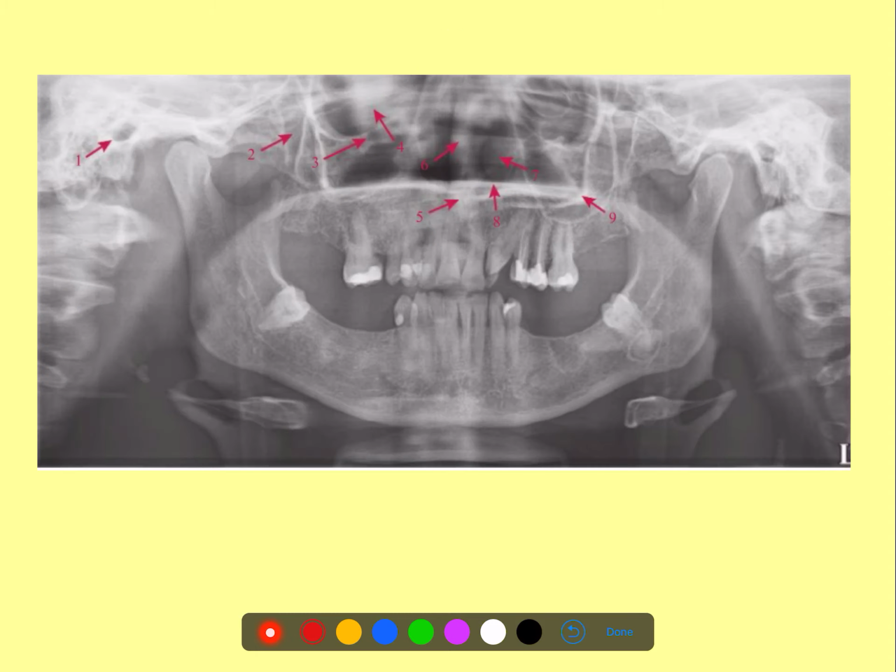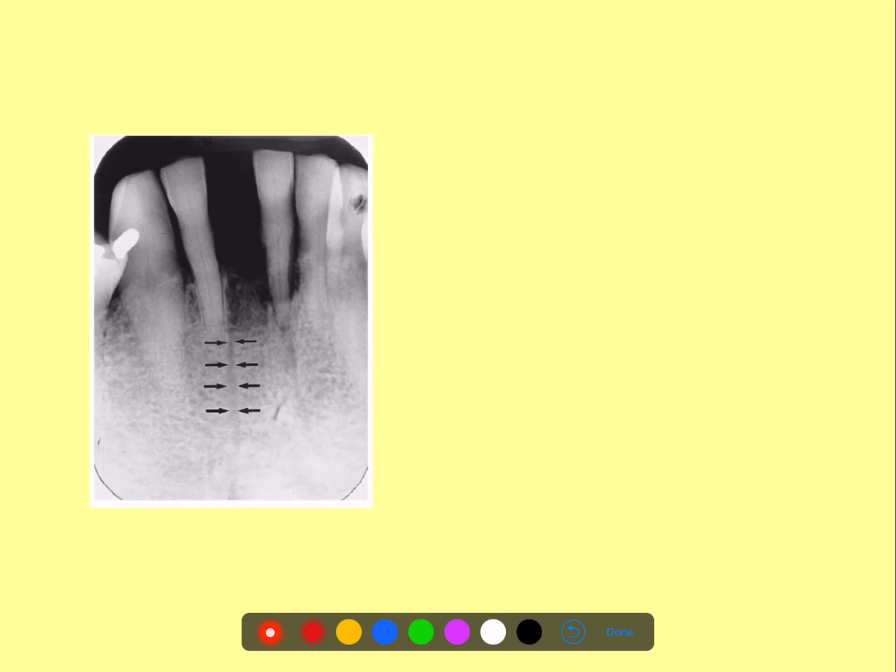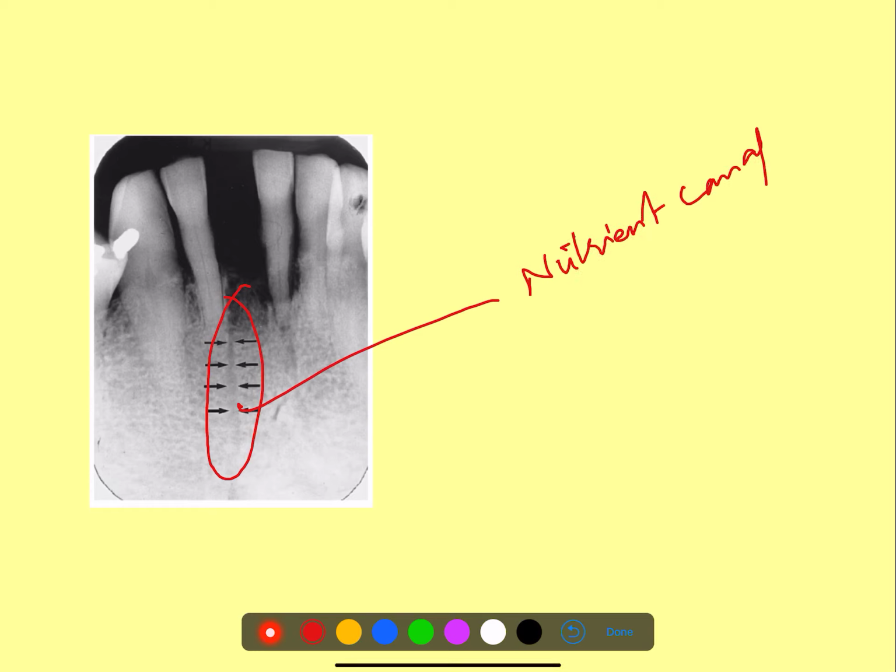So here, that number 5, what is given? It is the anterior nasal spine. What is this anatomical landmark? It is the mylohyoid ridge. What is this thing? This is a nutrient canal and this is a mandibular IOPA.